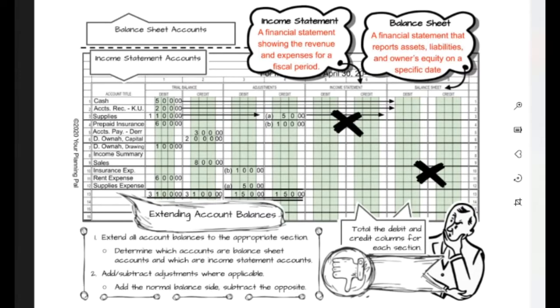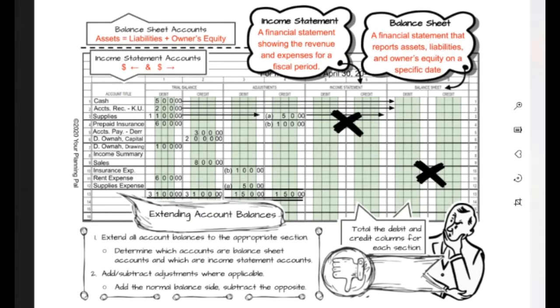If you look over on the top left, you'll see that the balance sheet accounts are those accounts that fall under the accounting equation. So assets equal liabilities plus owner's equity. The income statement accounts are all those accounts that show money coming in and money going out. These fall under owner's equity, but they're specific to income.